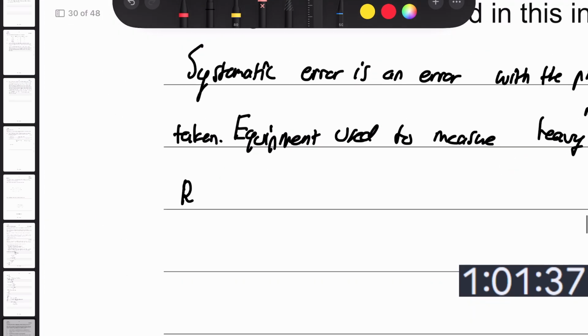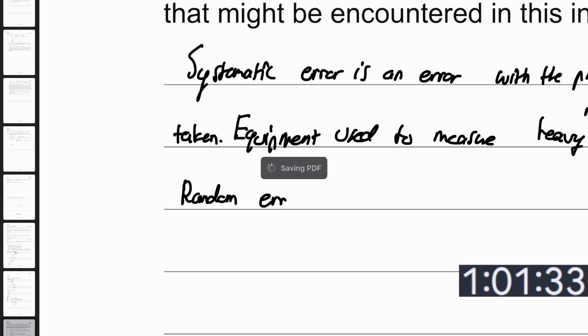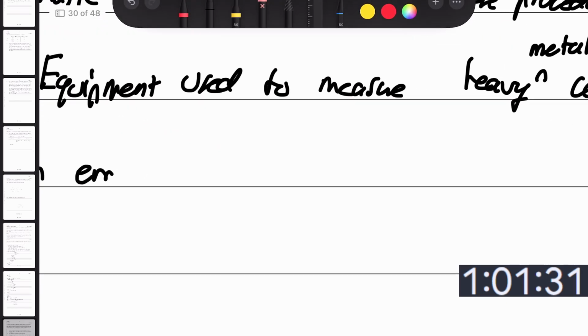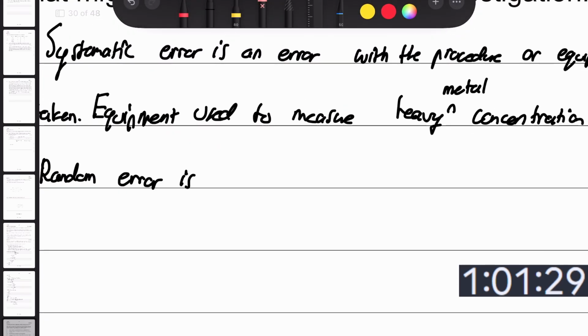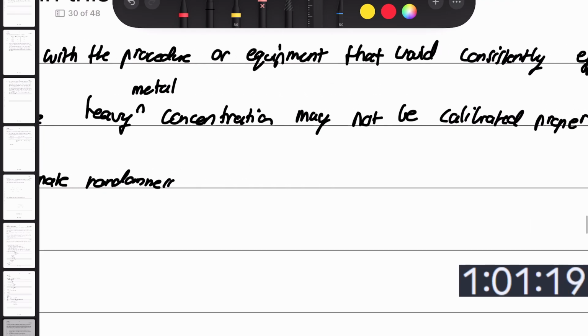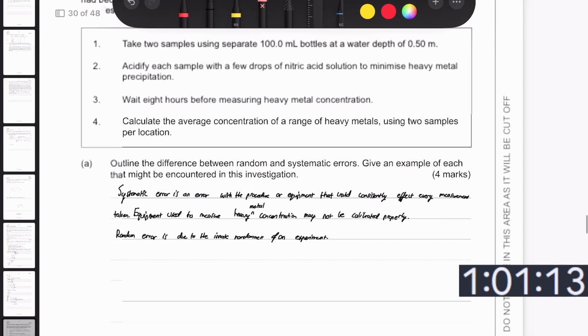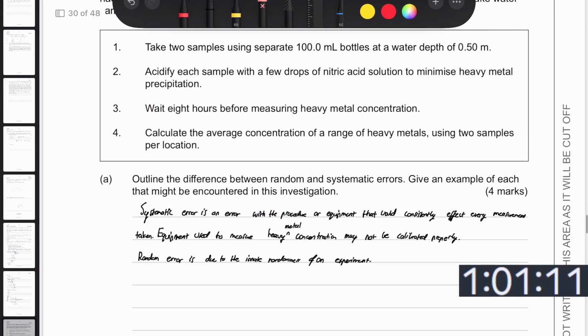Random error is due to the innate randomness of an experiment. Example.